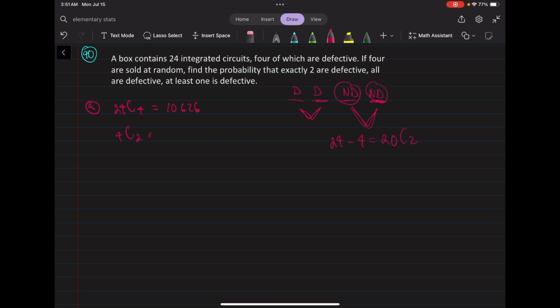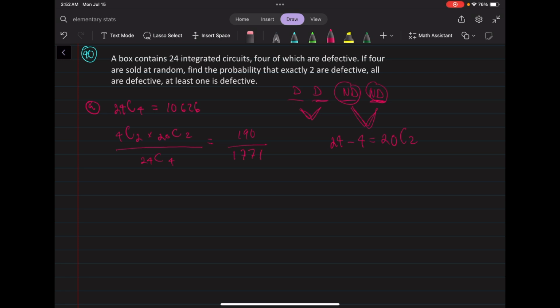So I'm going to multiply the 4 combination 2 by 20 combination 2. Again, this is selecting 2 from the defective and then selecting 2 from the 20 that are not defective. Then I'm just going to divide by the total number of combinations in the entire problem, and what I'll be left with is a decimal. If you were to click math and then fraction, you'll get 190 out of 1,771.